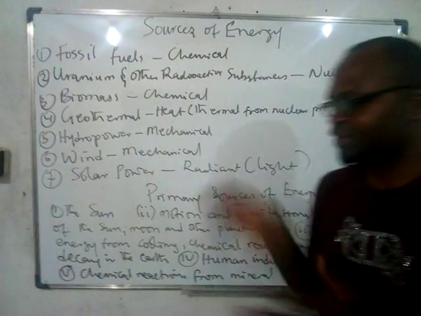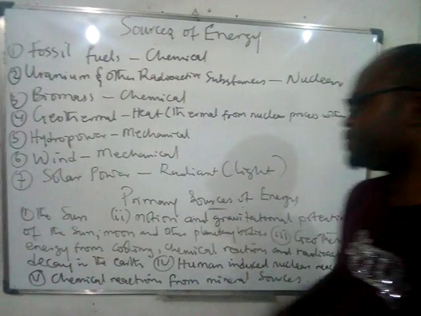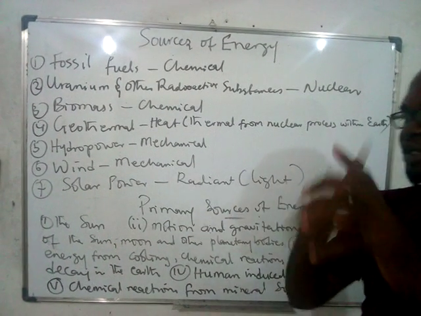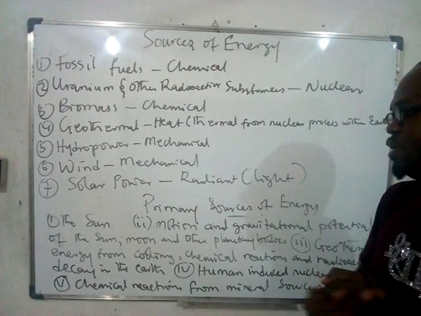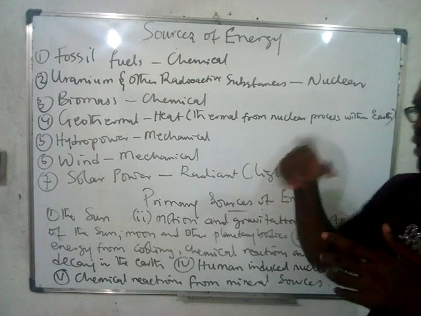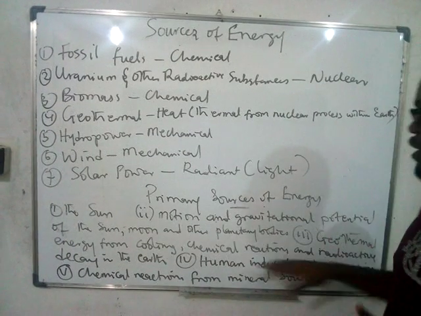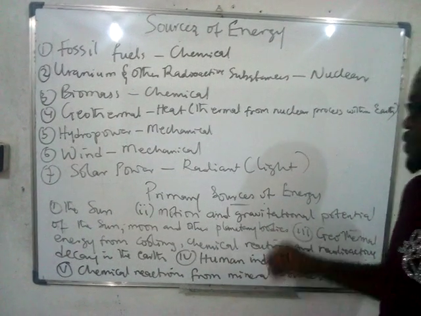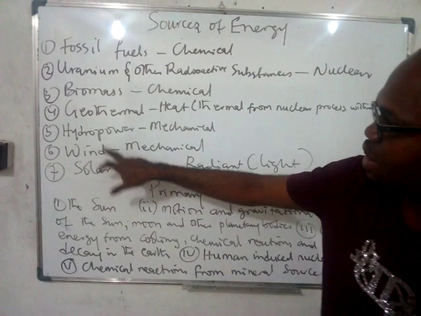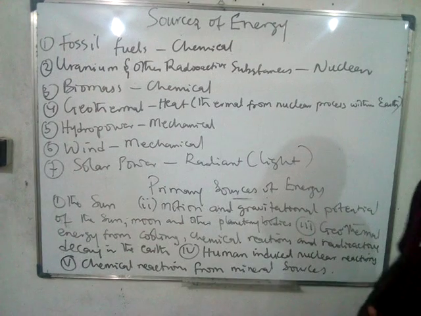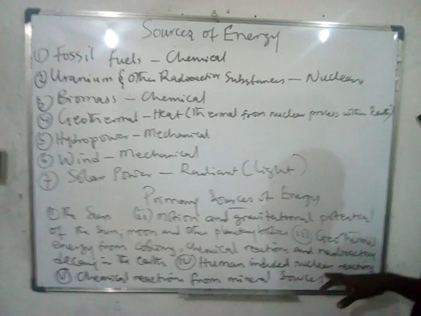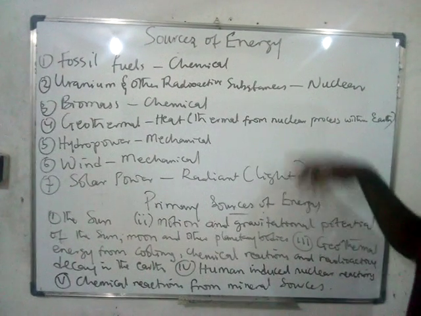Like directly, the sun is a primary source of energy. The motion and gravitational potential of the sun, that's the sun's movement, rotation or revolution, of the earth around the sun, and the moon around the earth, contributes to energy as a form of energy as well. This can supply energies like wind and hydropower energy. Then we also have what we call geothermal energy, and we have human-induced nuclear reactions.